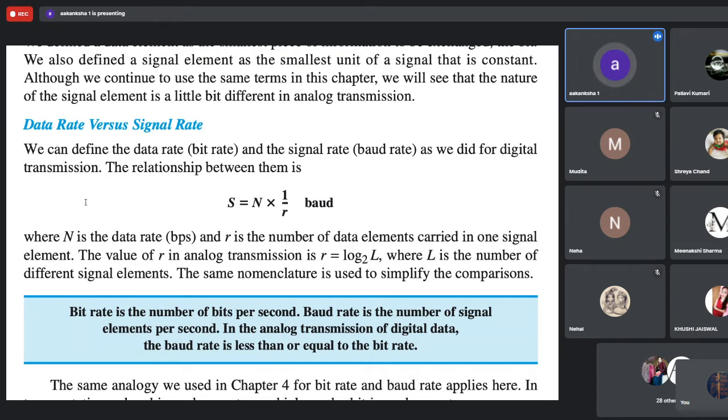Now suppose in 1 second, I have transmitted 8 different analog signals, 8 different sine waves with 8 different amplitudes. So what will be my bit rate?